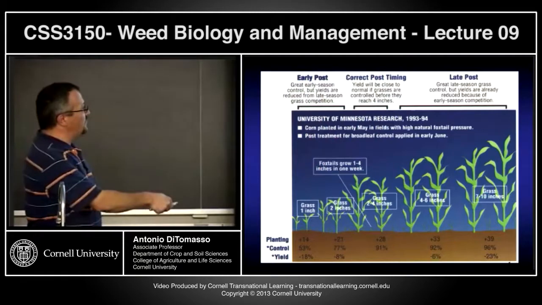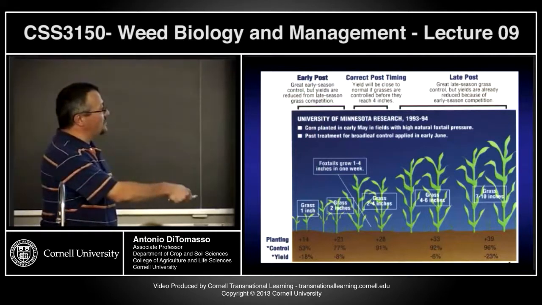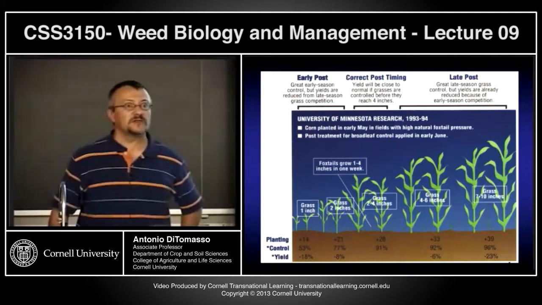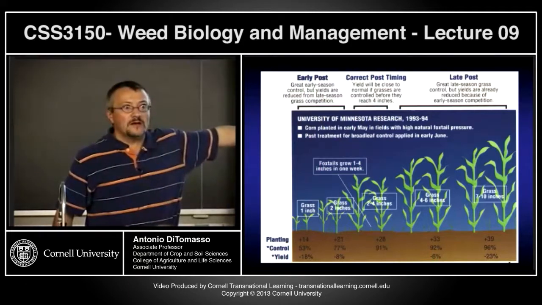I'm getting my optimum, my maximum. I'm going 33 days later. I'm controlling 92% when I apply at this stage, and I'm getting a 6% yield reduction. Why? Competition. You've waited too long.